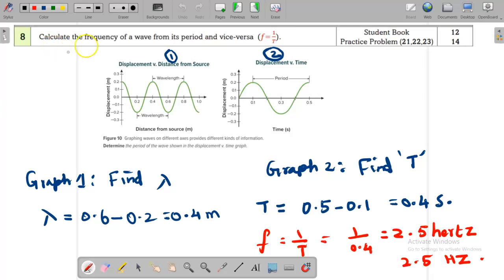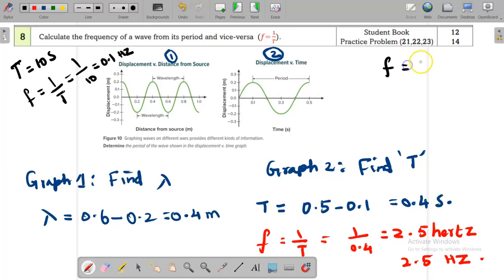We have a question. Calculate frequency of a wave from its period and vice versa. As I told you before, if you have the period like 10 seconds, you want to find the frequency, write 1 by T, 1 by 10, 0.1 hertz. If you have the frequency 10 hertz, you want to find the time period, 1 over frequency, 1 over 10, 0.1 seconds.